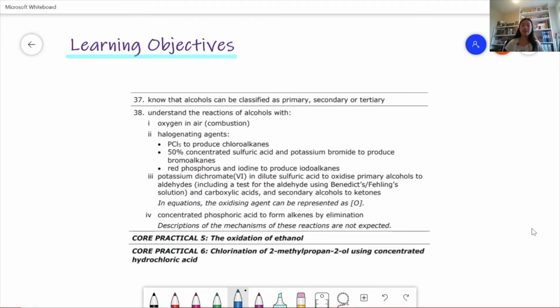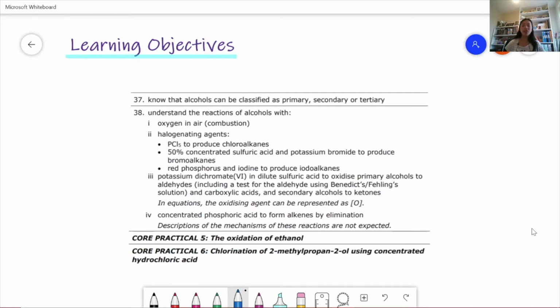Here are today's learning objectives. The first is to know that alcohols can be classified as primary, secondary or tertiary. Then we're going to understand the reactions of alcohols with oxygen and air, and halogenating agents: PCl5 to produce chloroalkanes, 50% concentrated sulfuric acid and potassium bromide to produce bromoalkanes, red phosphorus and iodine to produce iodoalkanes, and potassium dichromate in dilute sulfuric acid to oxidize primary alcohols to aldehydes, including a test for the aldehyde using Benedict's or Fehling's solution, and carboxylic acids, and secondary alcohols to ketones, and also concentrated phosphoric acid to form alkenes by elimination.